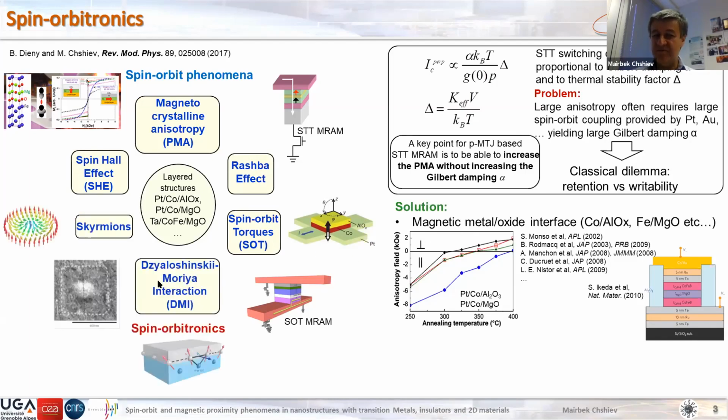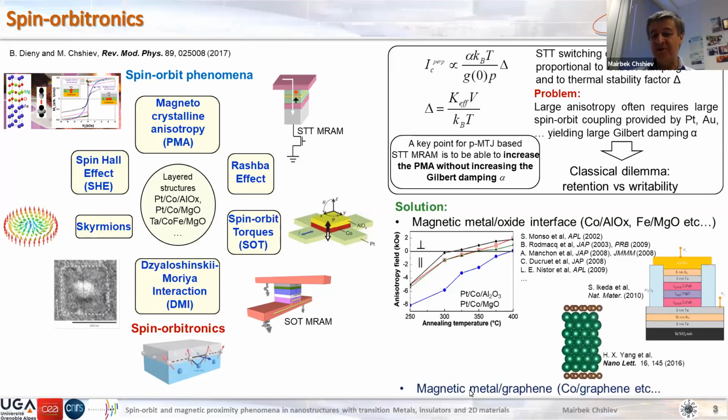And another very important thing here, again studying these structures, is the Dzyaloshinskii-Moriya interaction, which is giving rise to these topological magnetic quasi-particles called skyrmions. Now all these phenomena in spin-orbitronics are playing a really significant role today. And there is actually another approach: what about two-dimensional materials like graphene? You put it on top of a cobalt, and there is a strong perpendicular magnetic anisotropy. This is what I'm going to talk about.